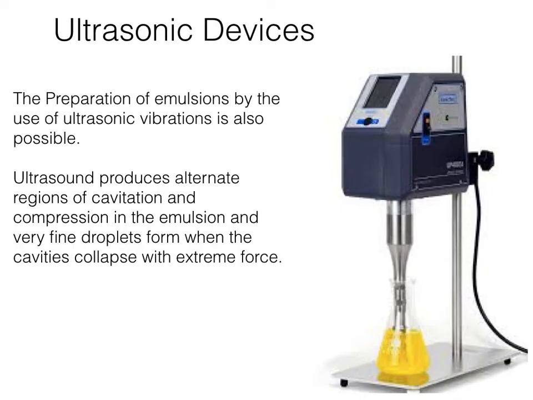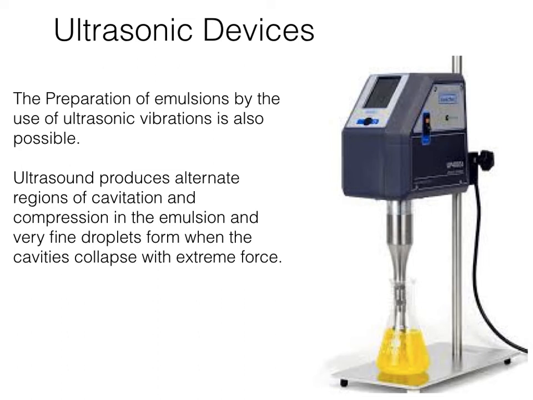Next equipments are ultrasonic devices. The preparation of emulsions by the use of ultrasonic vibration is also possible. The mechanism of emulsion formation is that ultrasound produces alternate regions of cavitation and compression in the emulsion, and very fine droplets form when the cavities collapse with extreme force.